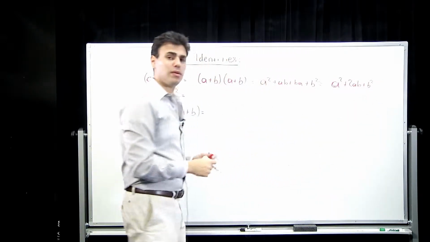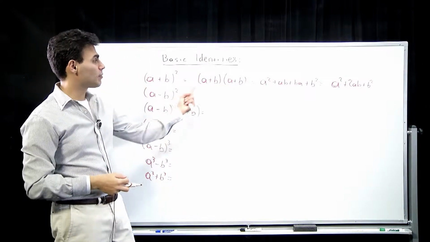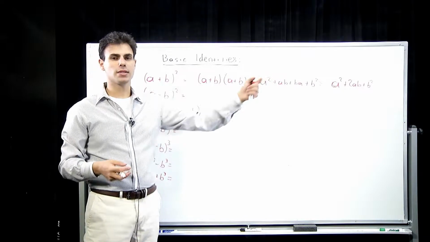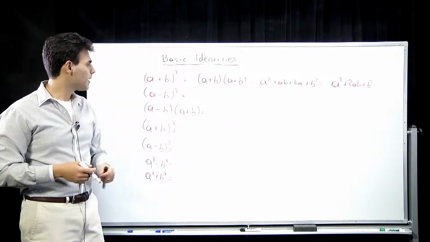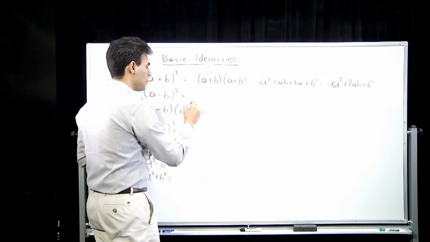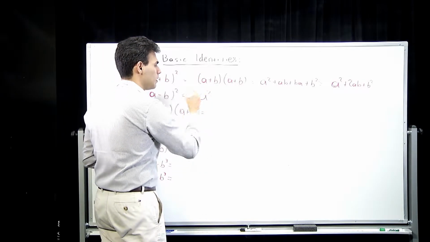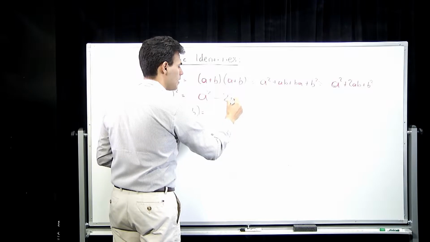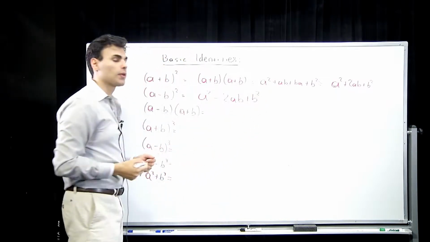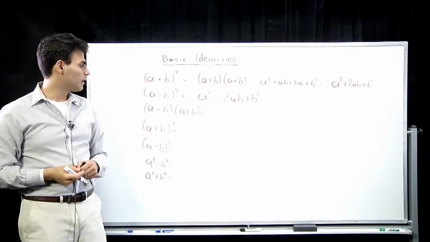And so what do we mean by identity? By identity, we mean that we skip the intermediate steps, and every time we see this, we know that this is equal to a squared plus 2ab plus b squared. Now, similarly, you can compute this one, the a minus b squared. I will skip the intermediate steps and go directly to the end. So this is equal to a squared minus 2ab plus b squared.